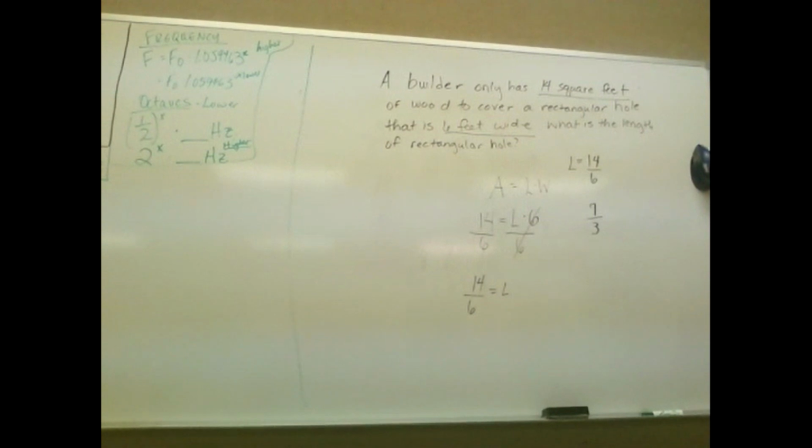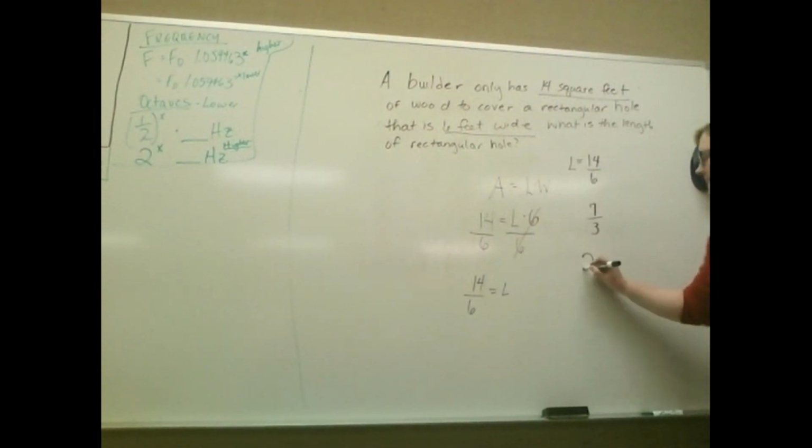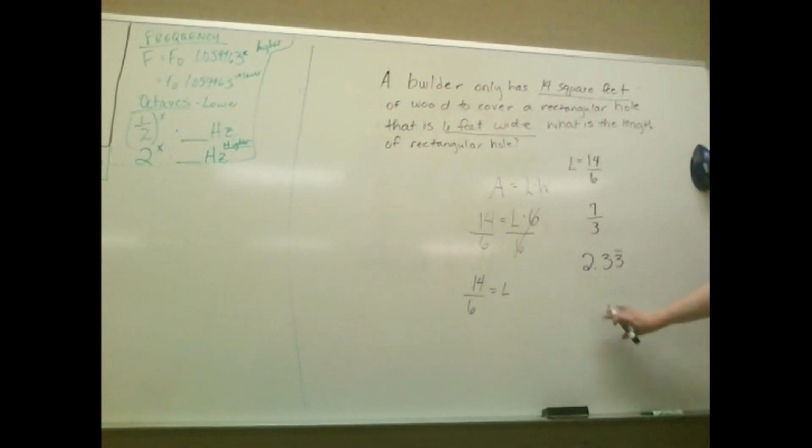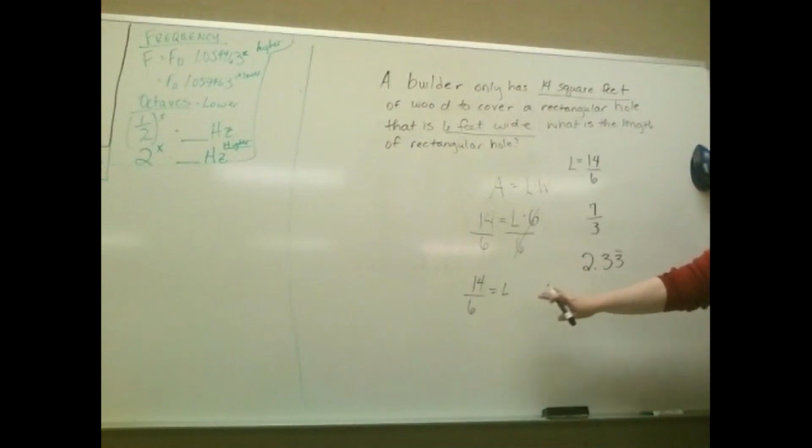What is it, Taylor? 2.3. 2.3, a little. So any of those answers are fine. That means that the rectangular hole is 6 feet wide and 2.33 feet long. Any questions about how we used our area formula to find the length?